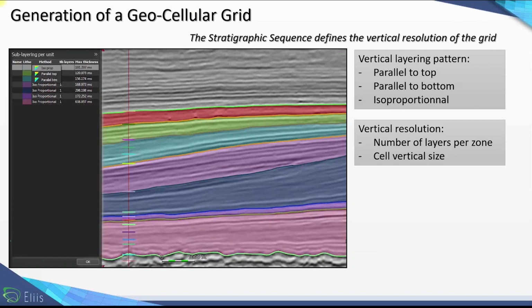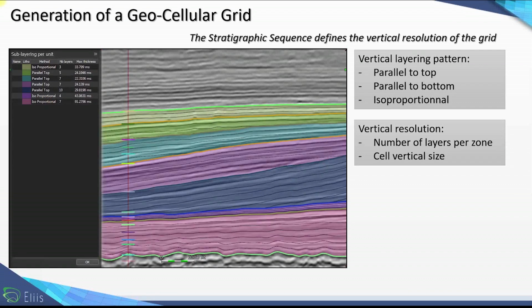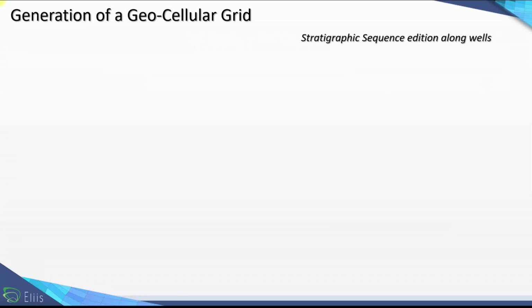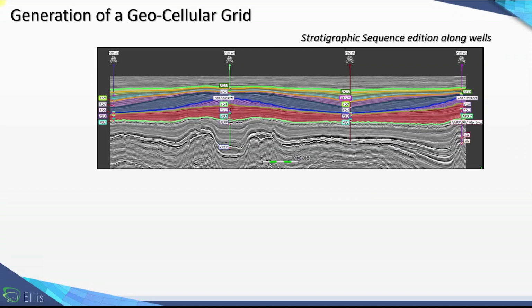So each inner geometry of each layer can be defined by three basic geometries: parallel to top, so the inner geometry will be parallel to the top layer, parallel to the bottom, and isoproportional, as I was explaining just before. And the vertical resolution can also be controlled in each of the layers, and so a user can input any number of layers in each respective layer of the sequence.